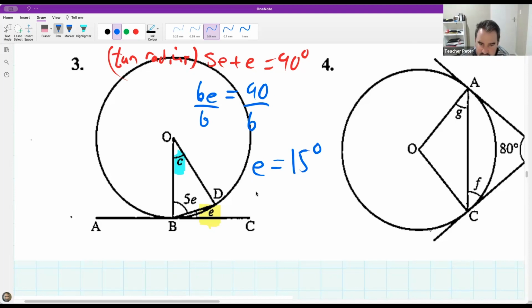Now, if E is 15, I want to know what angle C is going to be. That's quite a hard one, actually. And I want some ideas in the chat. What facts can we use?